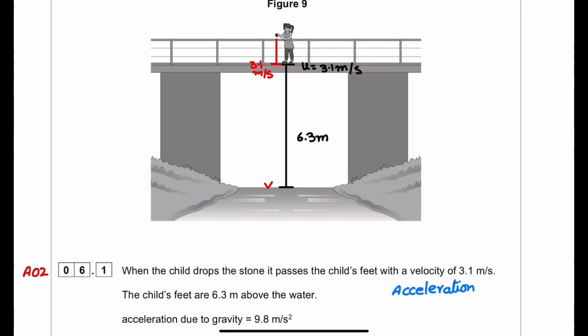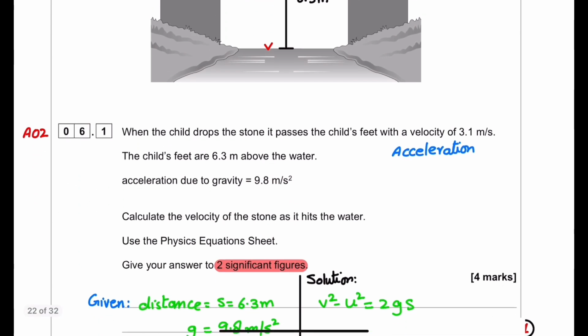So we will take the initial speed of the stone as 3.1 meter per second. The child's feet are 6.3 meter above the water. So this distance is 6.3 meter. The acceleration due to gravity is 9.8 meter per second square. The value of g is 9.8 meter per second square. Calculate the velocity of the stone as it hits the water. Use the physics equation sheet and your answer must be up to two significant figures.